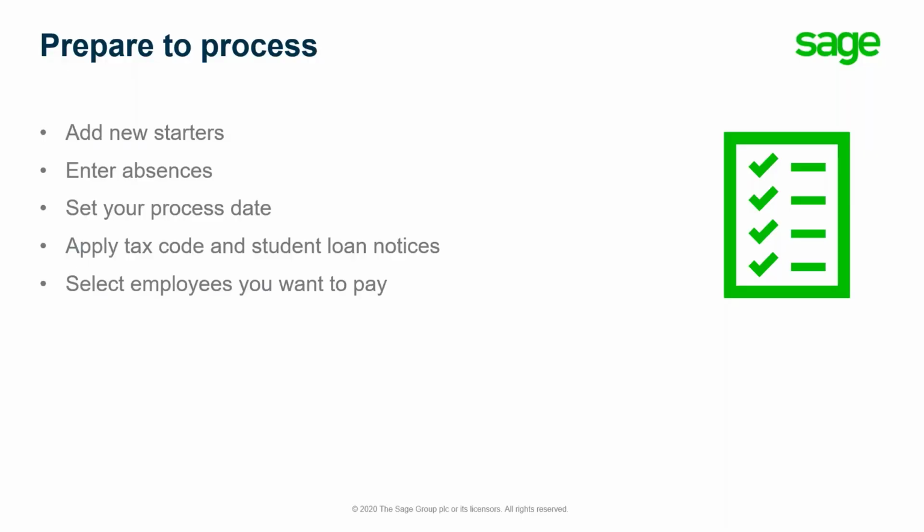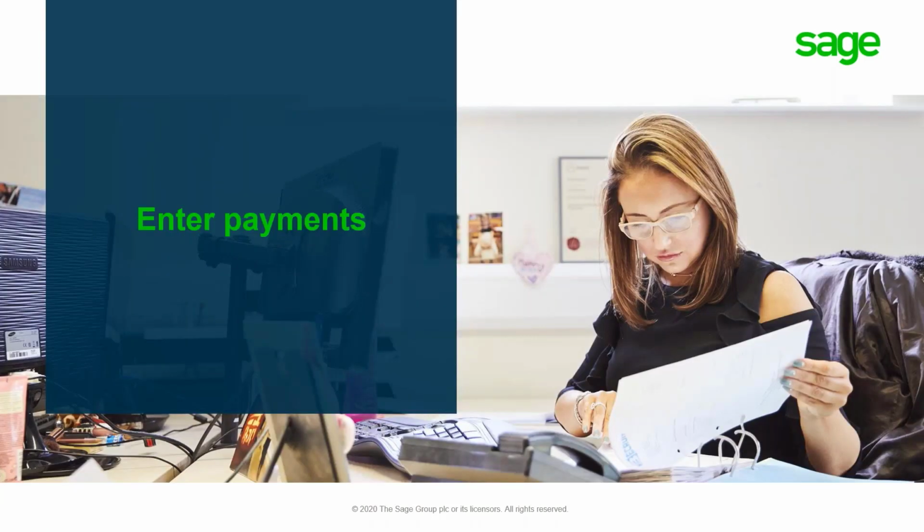Just going to whiz through that preparation checklist once more. So we've added the new starter. We entered some maternity absence. We set the process date to match our pay date, applied student loan or tax code notices, and then finally selected the employees we need to pay. So we are now ready to get down to the actual payroll tasks and start to enter some of that payment information.